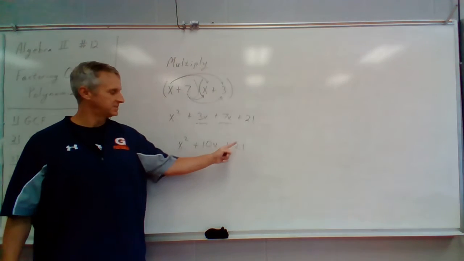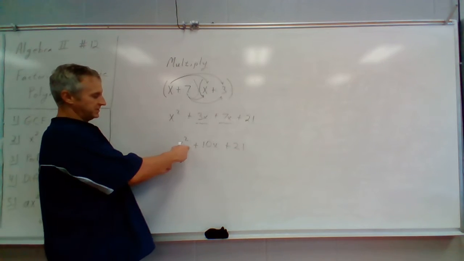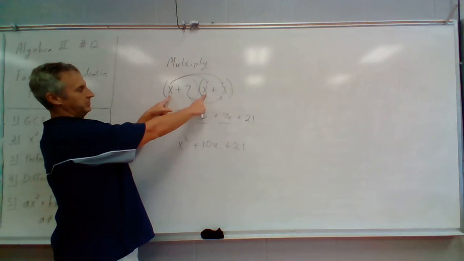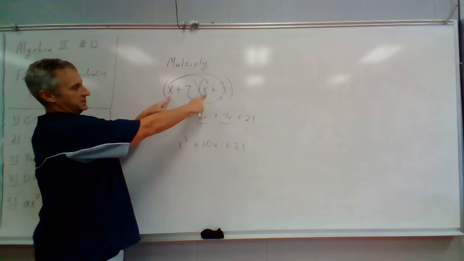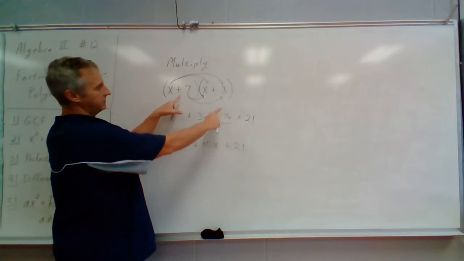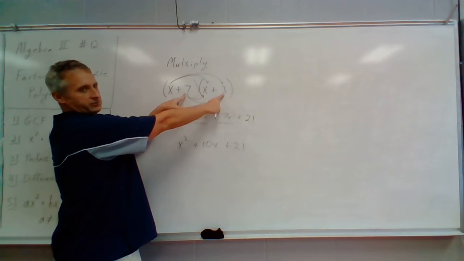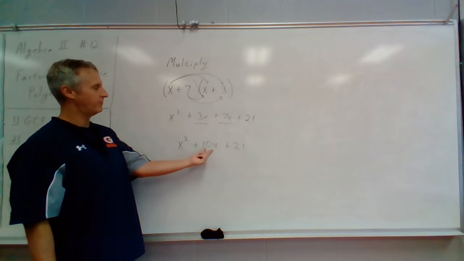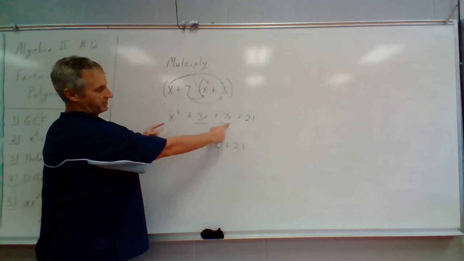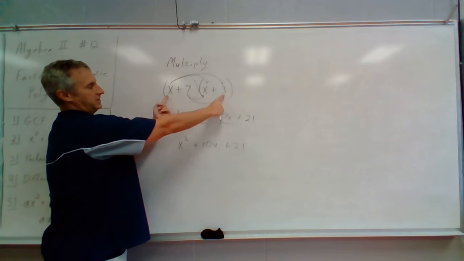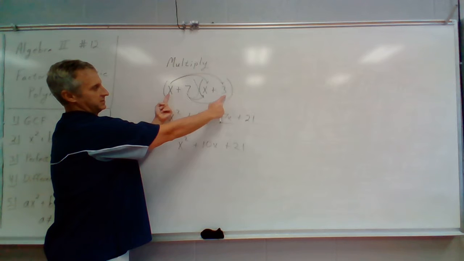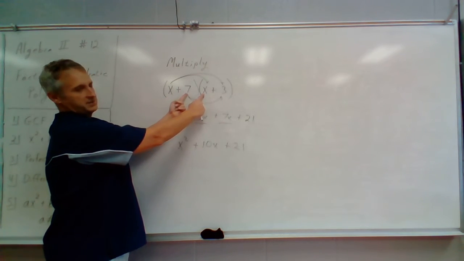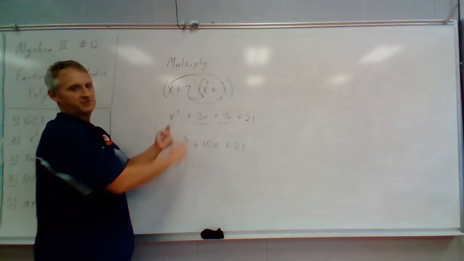So let's think about where these numbers come from. This x squared comes from multiplying the first two terms. That's where the x squared comes from. The 21 comes from multiplying the 7 and the 3, the two last terms. This 10x in the middle, let's think about where it comes from. It comes from the 3x and the 7x. So it comes from the sum of the product of these two and these two. So here's the 3x, here's the 7x.